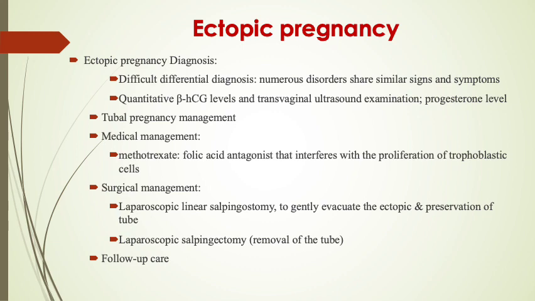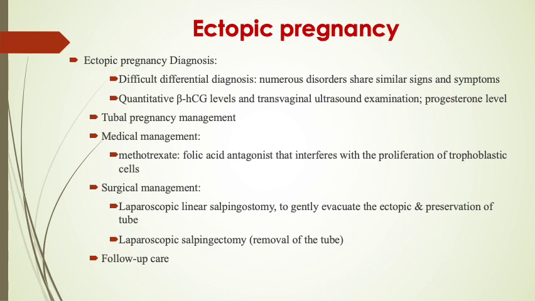And if you remember clearly, I think we had mentioned it at the beginning of this course, that methotrexate is a class X medication, and this medication should not be given to women who are pregnant. But in this case, you know that this ectopic pregnancy is not going to survive, so we use this methotrexate. And so methotrexate is a folic acid antagonist that interferes with the proliferation of trophoblastic cells. So that is the mechanism of action of this methotrexate.